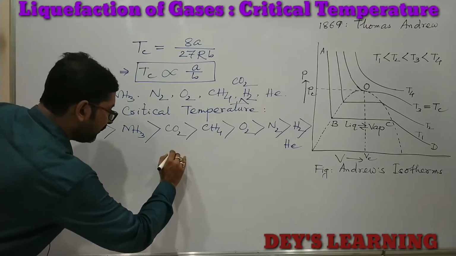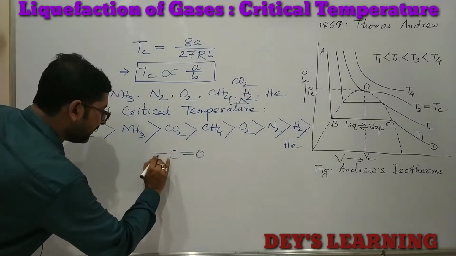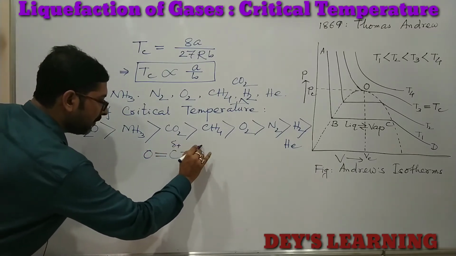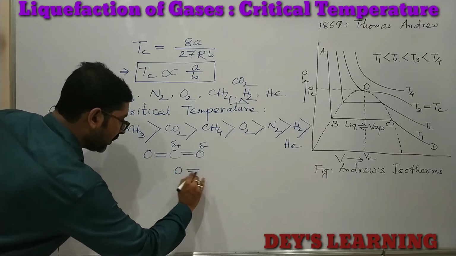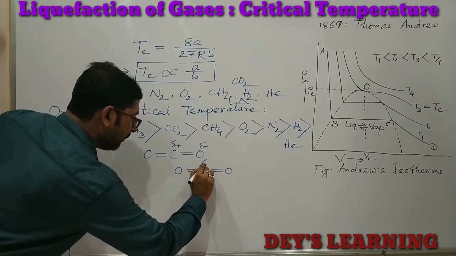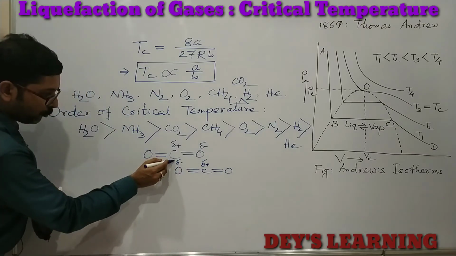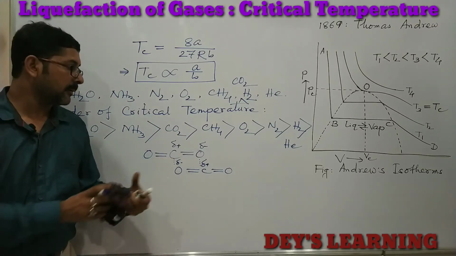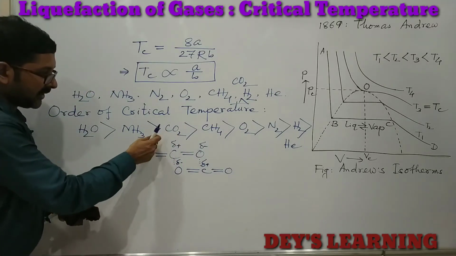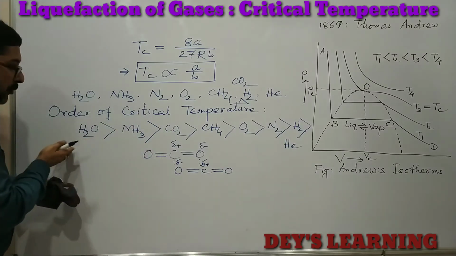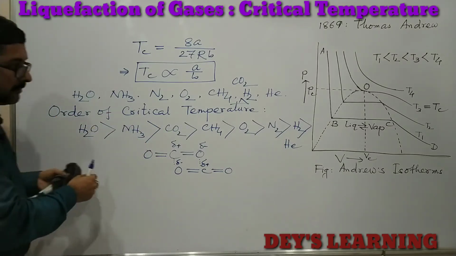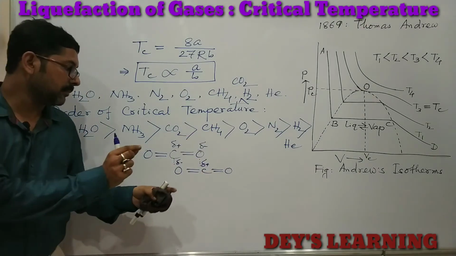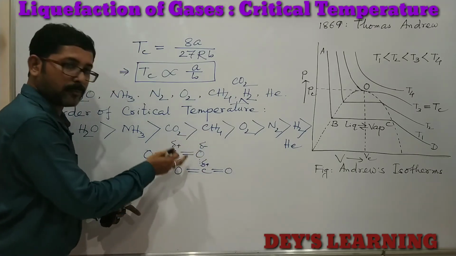In case of carbon dioxide, the structure is linear, and there is some dipolar interaction: this is delta plus, this is delta minus, and this is another molecule of carbon dioxide with delta plus and delta minus. So there is a weak interaction, known as dipolar interaction, which is present in carbon dioxide molecules. So the critical temperature of carbon dioxide is lesser than ammonia and water, where hydrogen bonding was present. In methane there is some van der Waals attraction which is weaker than this dipolar interaction.